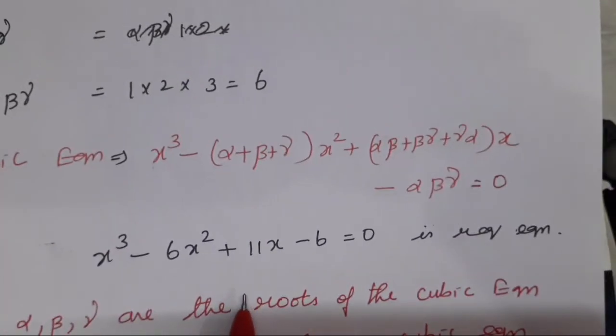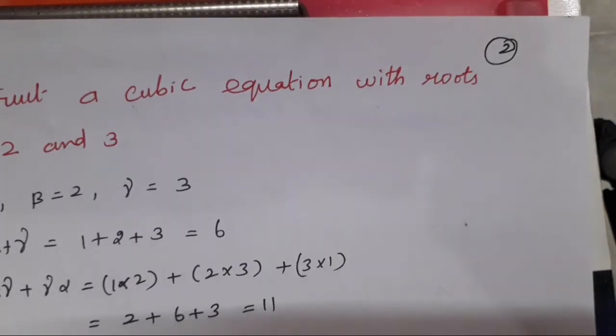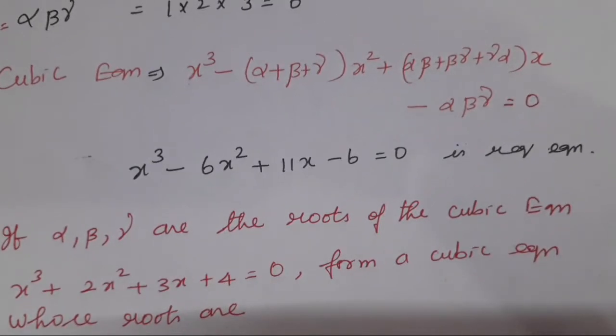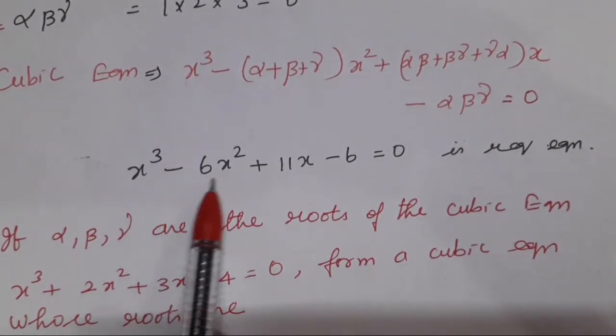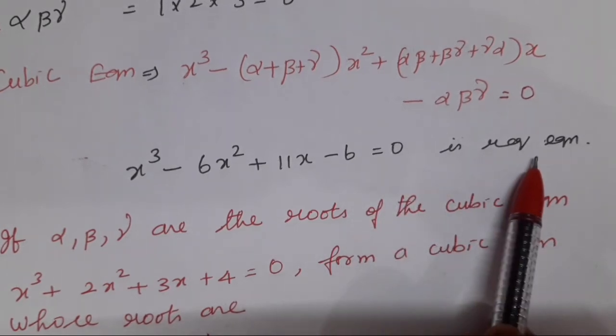11. Alpha plus beta plus gamma equal to 6. Alpha beta, beta gamma, gamma alpha value is 11. Alpha beta gamma is again 6. You substitute the values. So x cube minus 6x square plus 11x minus 6 equal to 0 is the required equation.